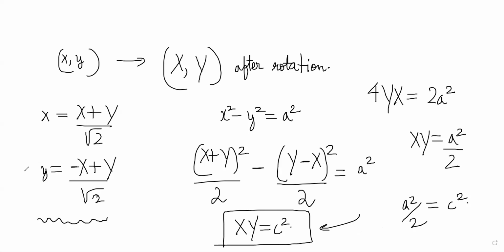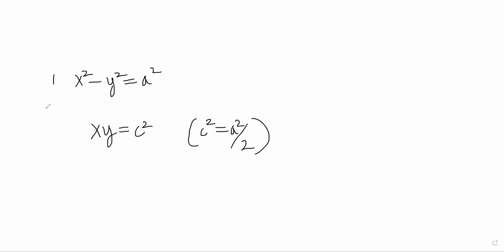And that is an alternative way of looking at a rectangular hyperbola. So that is a different equation. Here c square is clearly a square by 2, right? So both of these equations, x square minus y square is equal to a square, and also xy is equal to c square, where c square is equal to a square by 2, represent the same hyperbola.